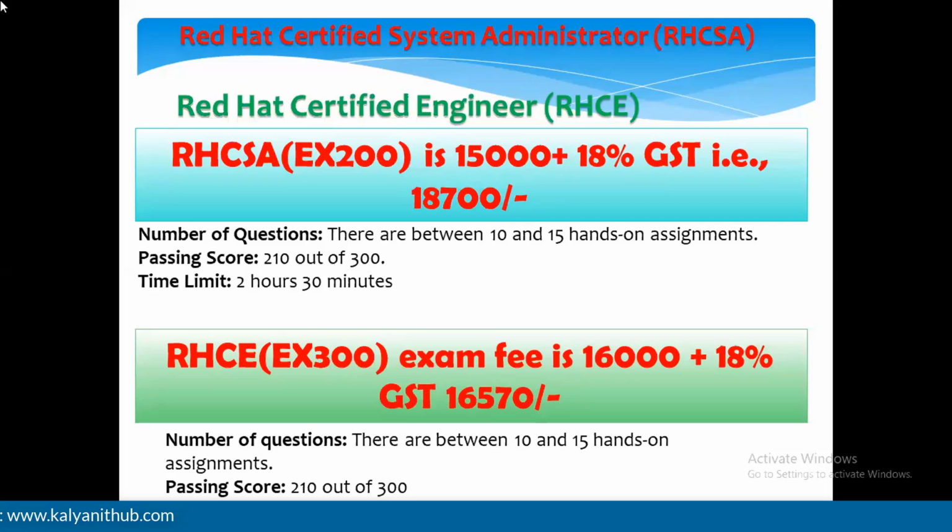So let's come to RHCSA. You have to prepare, then write the examination; approximately 20,000 is the cost from RHCSA. How can you write it? You have to go to a Red Hat authorized center, enroll, book the slot, and then you can write the examination. The pattern of the examination is 10 to 15 hands-on assignment questions, practical. You have to implement them by hand.